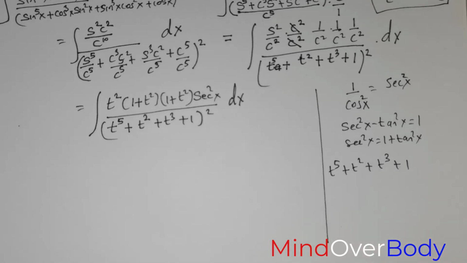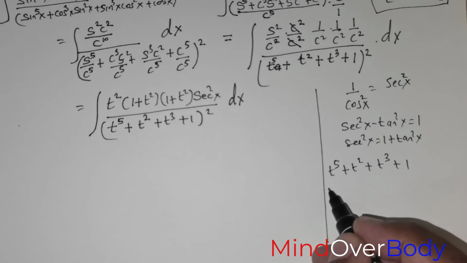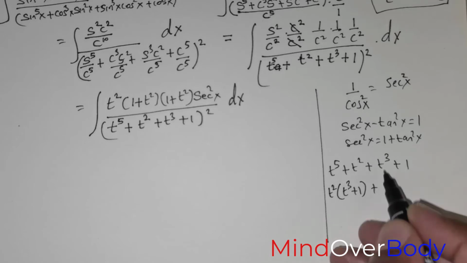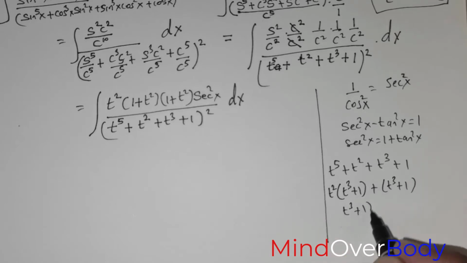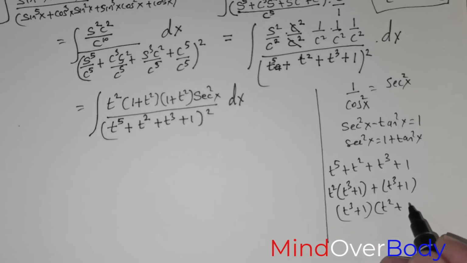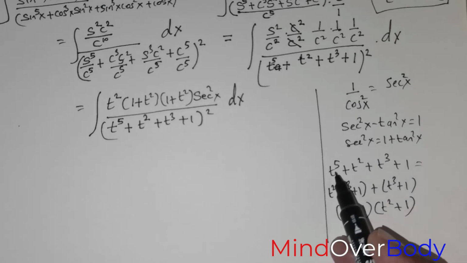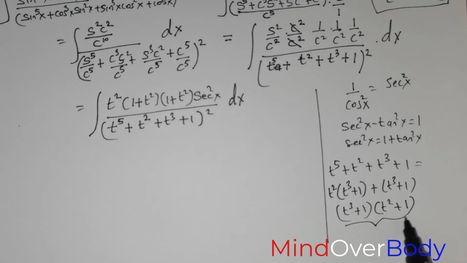Now if I take t squared out, this would give me t raised to the power of 3 plus 1, and you have t raised to the power of 3 plus 1. I can take t cubed plus 1 out, and that would give me t squared plus 1. So I can write t raised to the power of 5 plus t squared plus t cubed plus 1 as t cubed plus 1 times t squared plus 1, right?